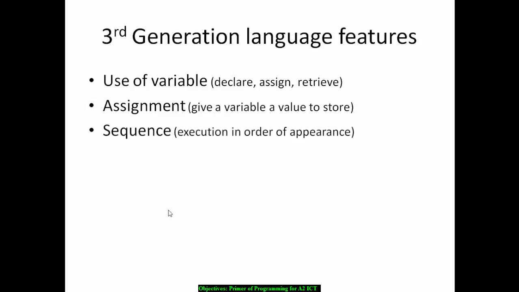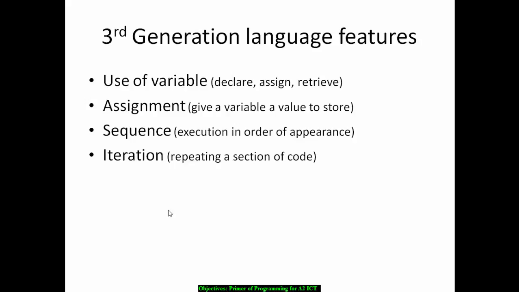Next one, sequence. Sequence means the execution of instructions is in the order of the instructions' appearance in the program. If it appears first, then it will be executed first. There are exceptions. For example, you can change the sequence by using iteration. Iteration means repeating. So you repeat this section of code again and again without moving on to the next section. So you have broken the sequence. We're going to show examples later.